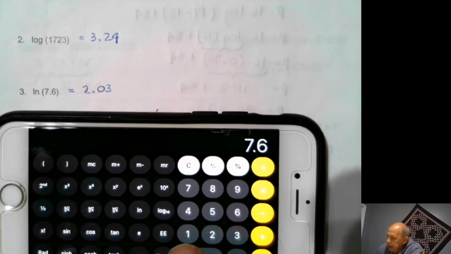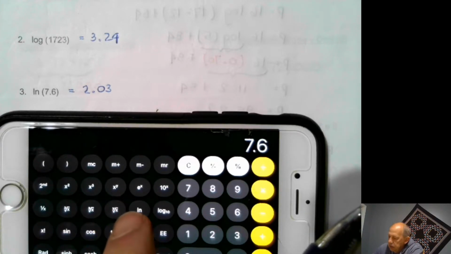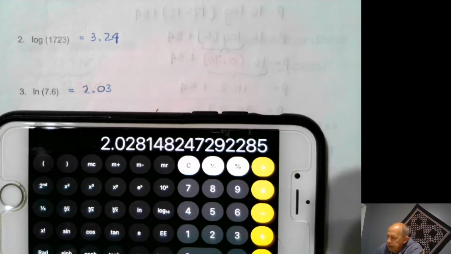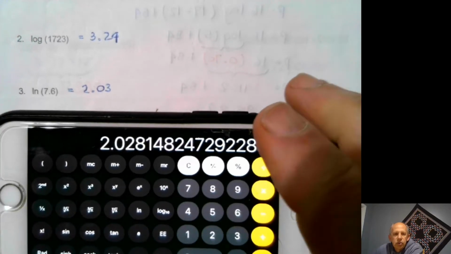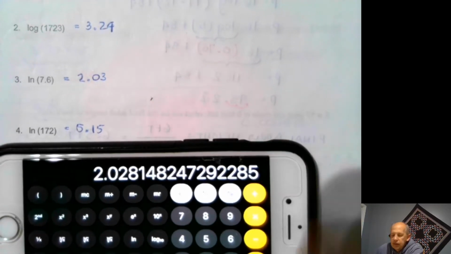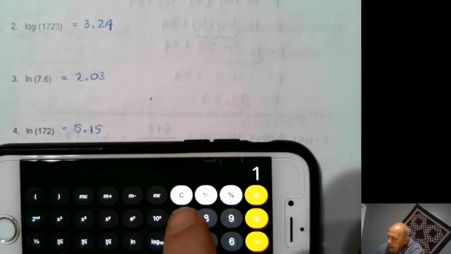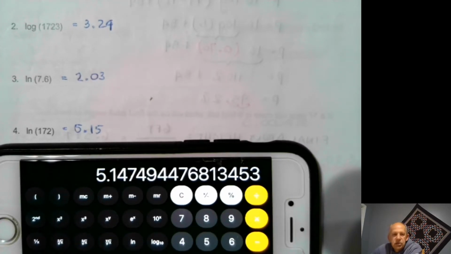I enter 7.6, and I'm going to hit the LN key, which is right there, and get 2.03. Last one, the natural log of 172, 5.5.